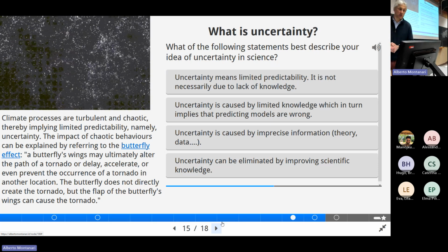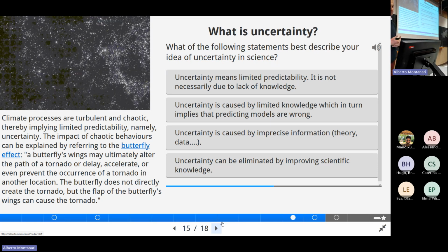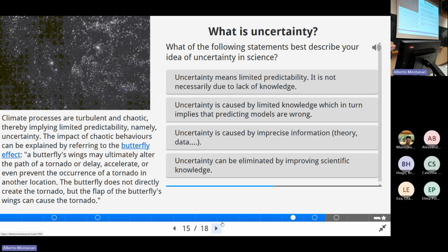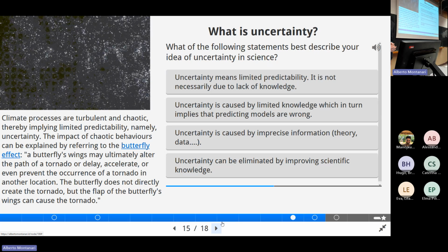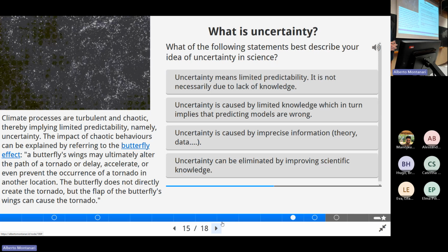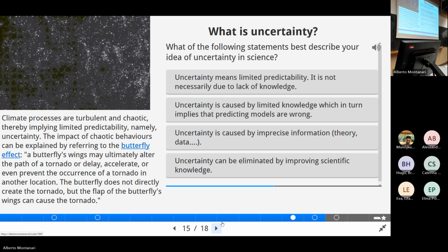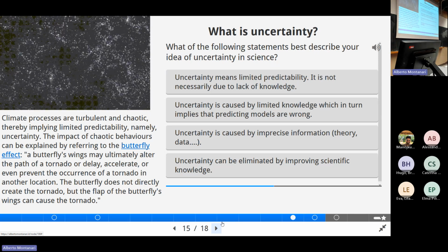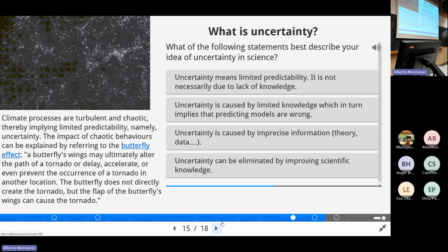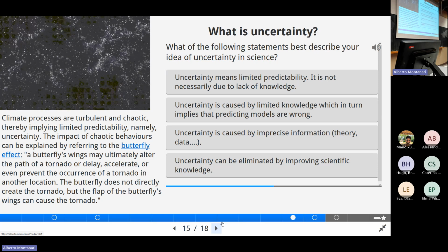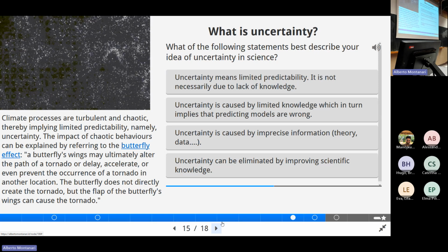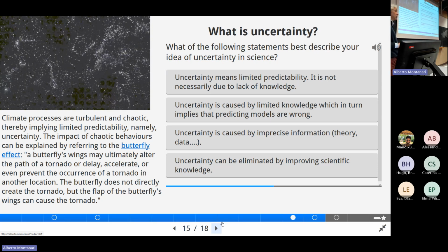There are several definitions that can be used. In environmental sciences and in statistics, I would define uncertainty as lack of predictability. So if I had to choose among the following statements, what best describes my idea of uncertainty in science, I would select the first one. It means limited predictability. And I also would say that it does not necessarily mean lack of knowledge.